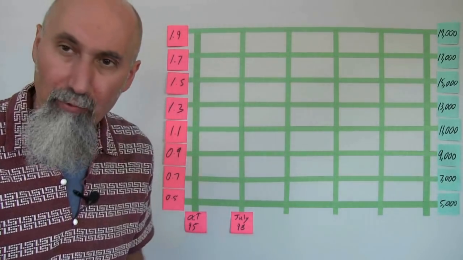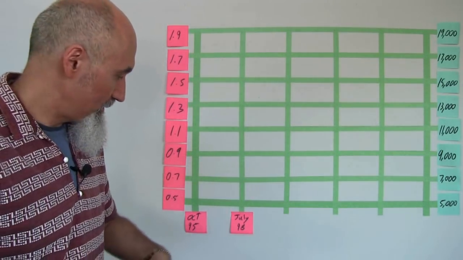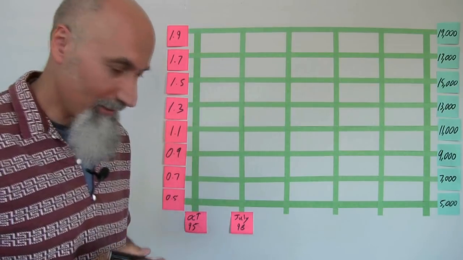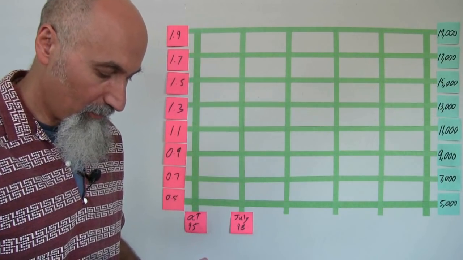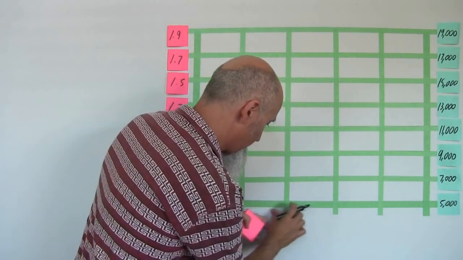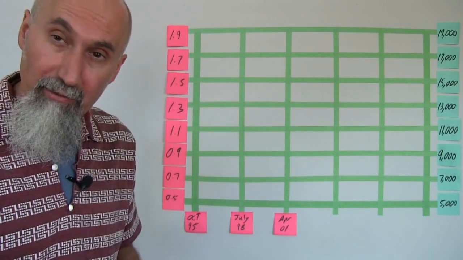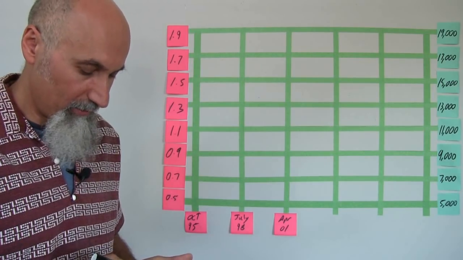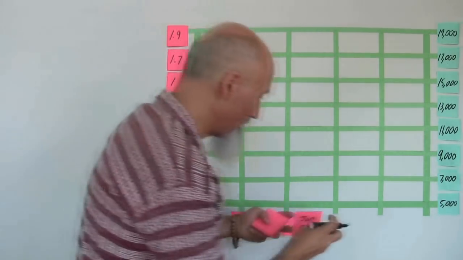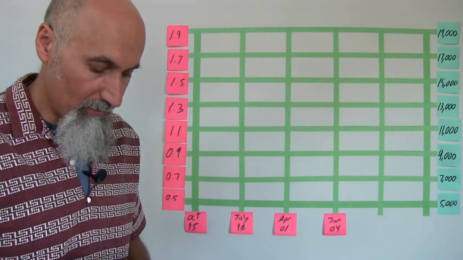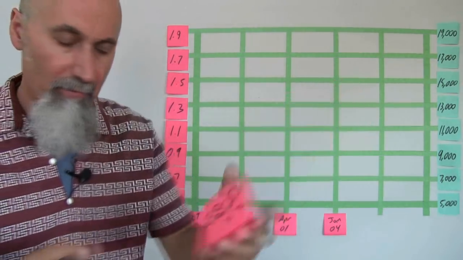Okay. Then we're going April 2001. I guess I should have put 1995, eh? We'll just keep it like this. April 2001. Okay. Then we got January 04. And then we're going October 2006. So October 06, right?